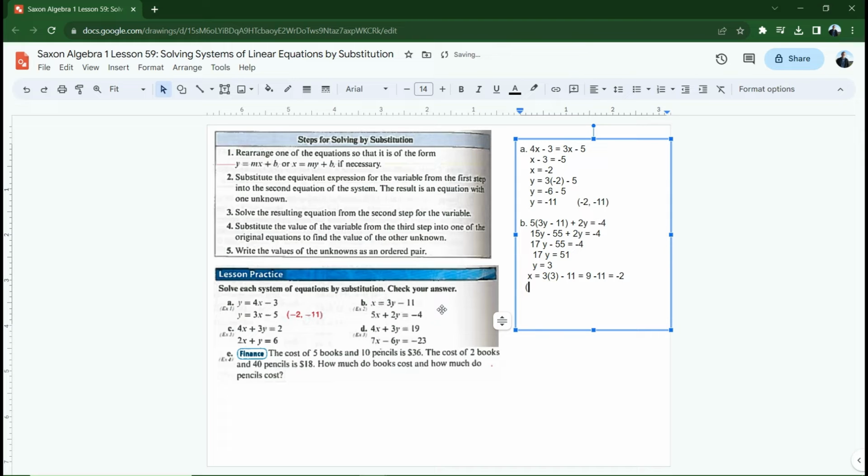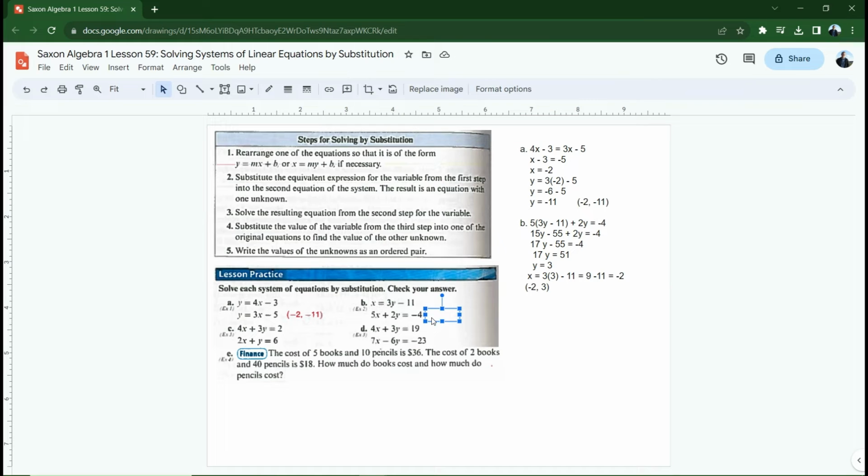So my solution to the system of equations is going to be negative 2 for x. I have to put that in my x coordinate spot, and 3 for y. Let's check. So negative 2 equals 3 times 3, which is 9, minus 11. Yeah, that makes sense. 3 times 3 minus 11 is negative 2. Let me check the second one. So 5 times negative 2 is negative 10. Plus 2 times 3 is 6. Negative 10 plus 6 is negative 4. It works for both of them. That is the correct solution.